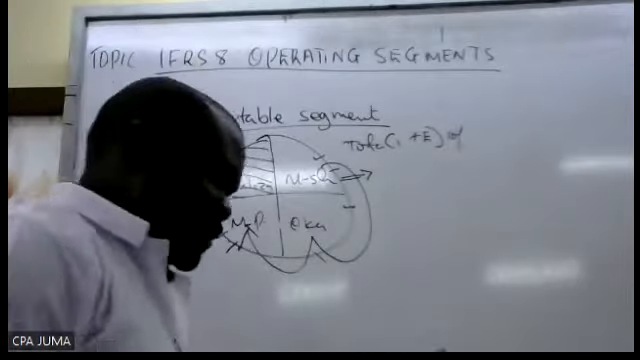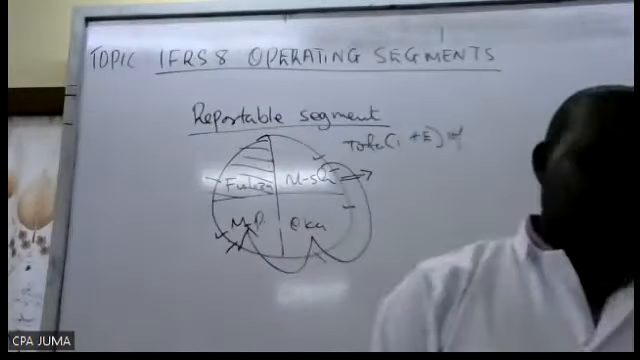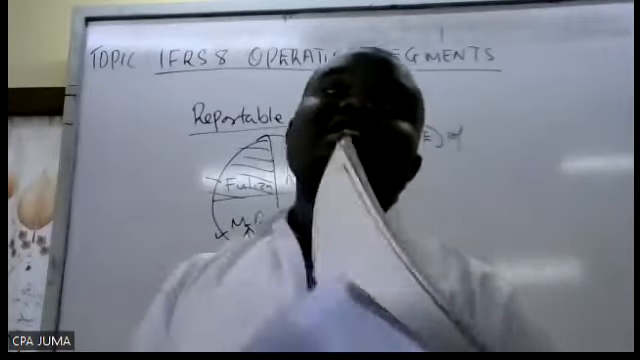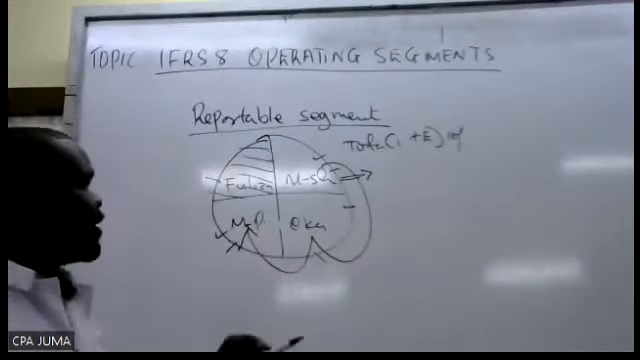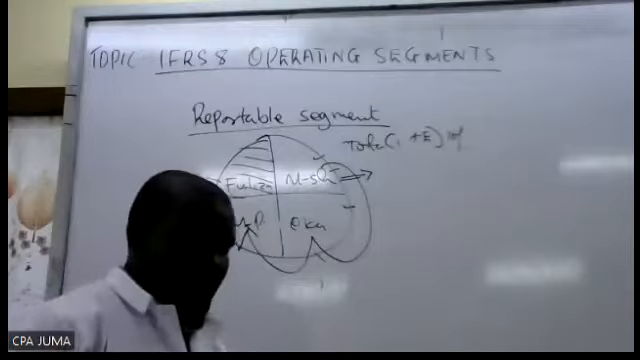We'll see what happens. If it's profit or loss, it should be at least 10%, and the assets must also be at least what? 10%. So if they don't meet the 10% threshold, then this is what you do.